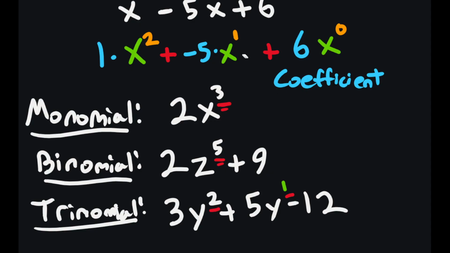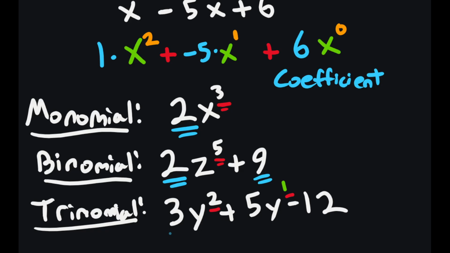So let's find the coefficient of each of these terms. We could see right here there's only one term. The coefficient is 2, because that would be the a in that term. And let's identify the coefficients here. There's the 2 right there in front of the z to the 5th, and there's also the positive 9.